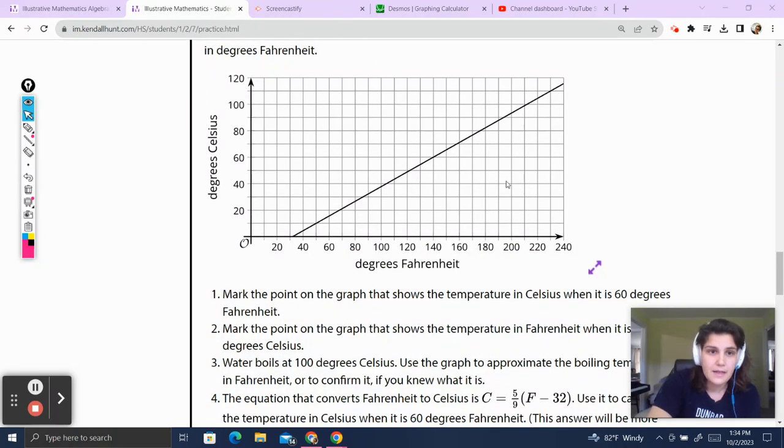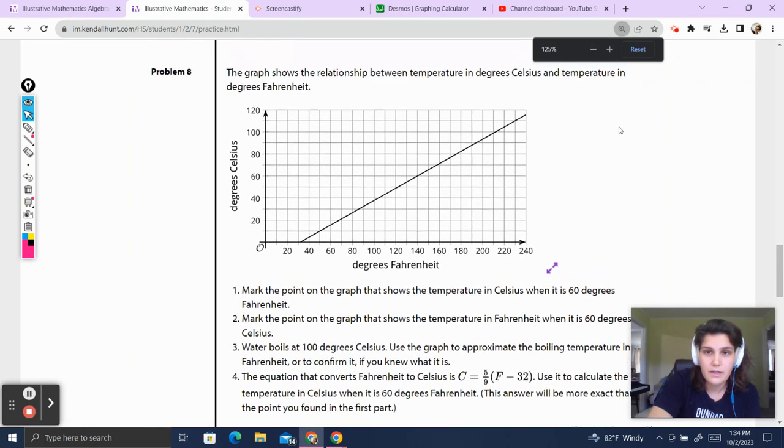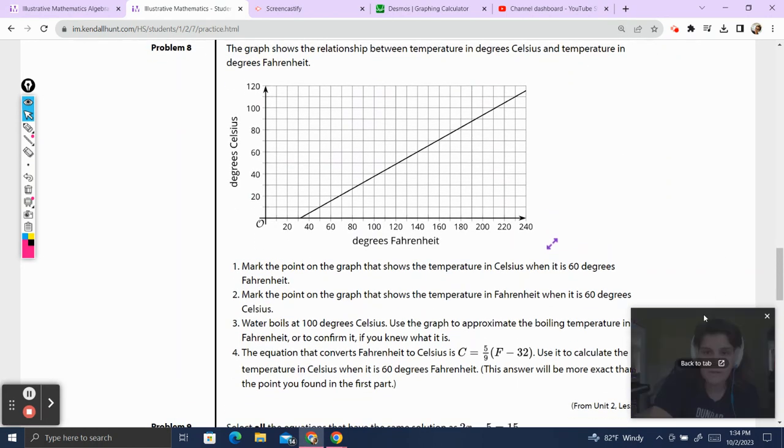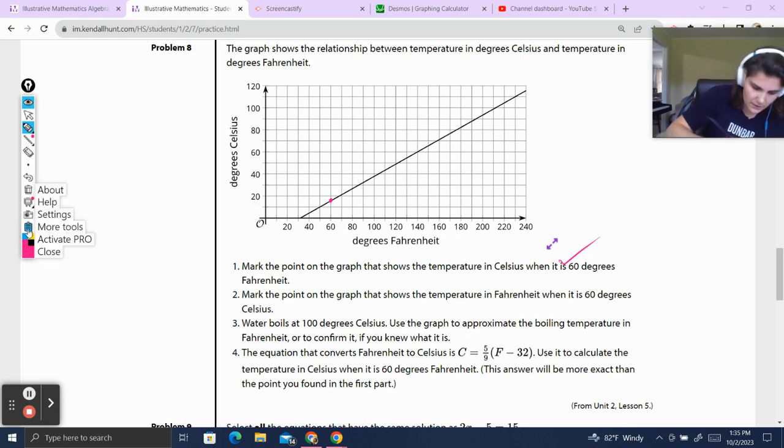All right. The graph shows the relationship between the temperature in degrees Celsius and the temperature in degrees Fahrenheit. Mark the point on the graph that shows the temperature in degrees Celsius when it is 60 degrees Fahrenheit. When it's 60 degrees Fahrenheit, it's about 17 degrees Celsius. We're done. Mark the point on the graph that shows the temperature in Fahrenheit when it is 60 degrees Celsius. Well, when it's 60 degrees Celsius, we are at 140 degrees Fahrenheit.